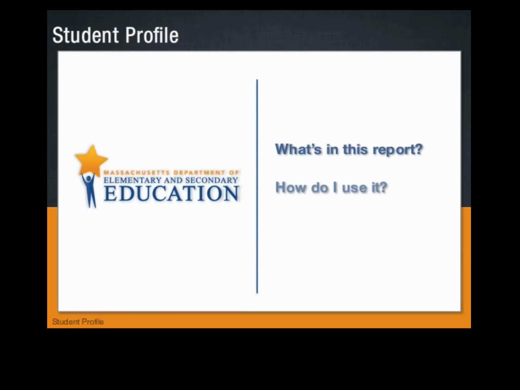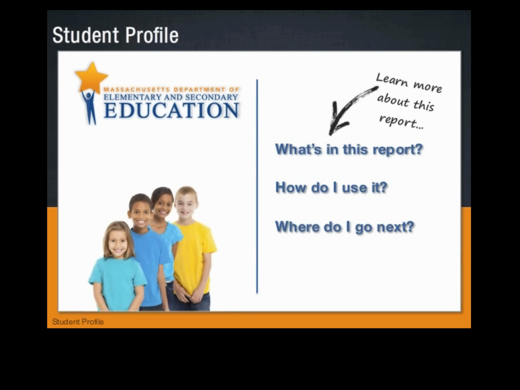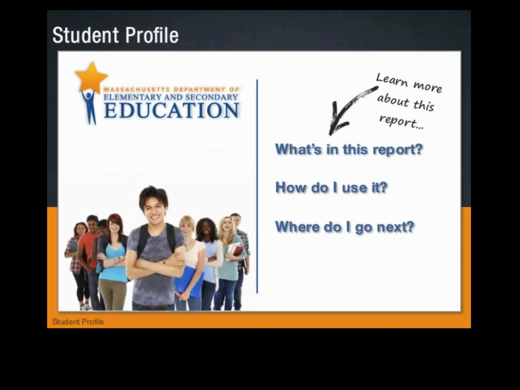PR 600, the Student Profile Report, provides a detailed summary for each selected student, displaying their demographic information, academic history, history of school attendance, and MCAS performance. For high school students, this report also displays the student's competency determination status for each content area.